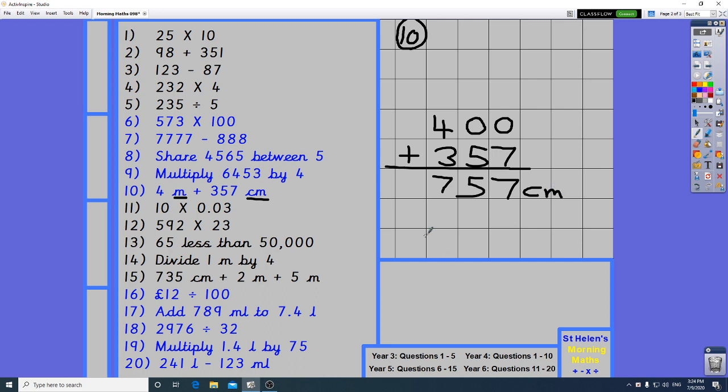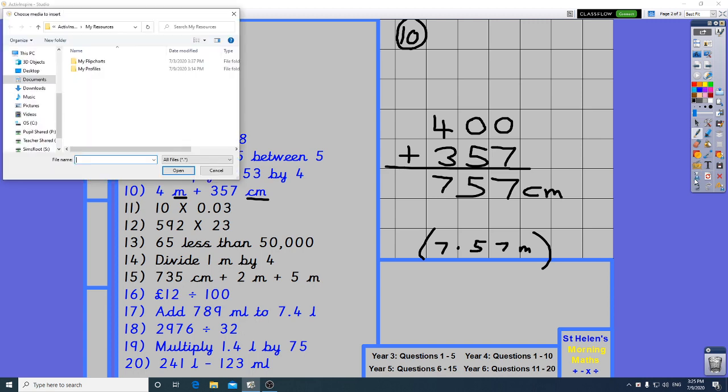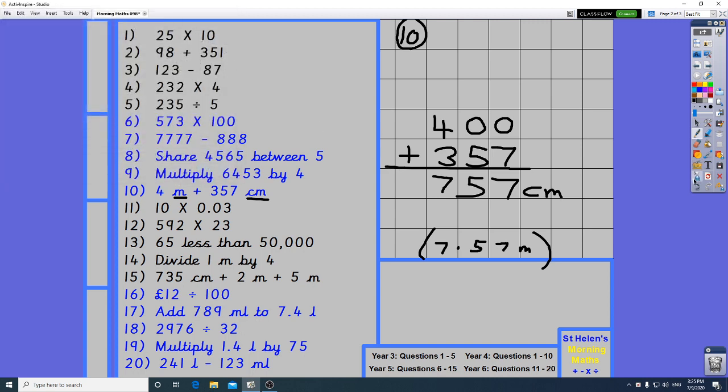If you did do the whole thing in meters, which is more difficult, you would get 7.57 meters. You basically divide it by 100 because there's 100 centimeters in every meter. Question 11. Oops, sorry about that.